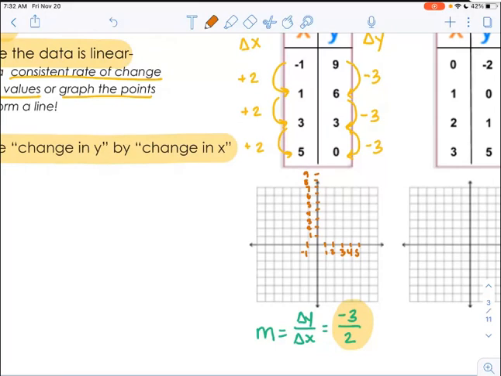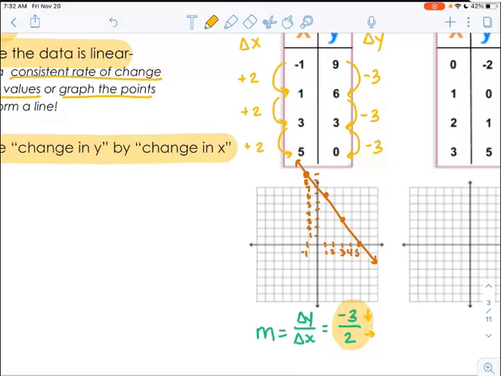Then I'm going to plot each point. -1, 9 is way up here. Then I have 1, 6. 3, 3. 5, 0. And if we were to connect these dots, we would notice that yes, these do appear to be linear. And specifically, I can use my slope pattern, which is, it's negative, so I'm going down 3 over 2.